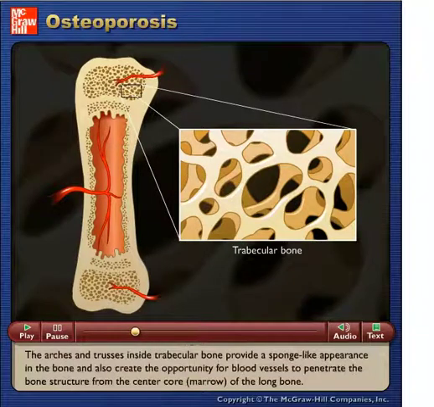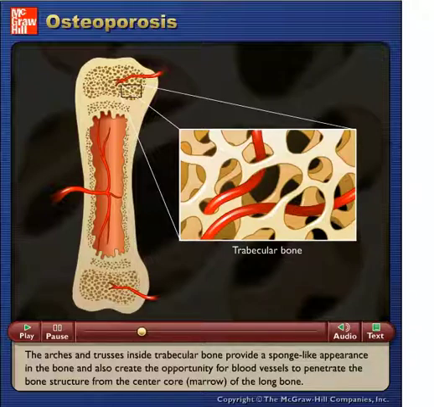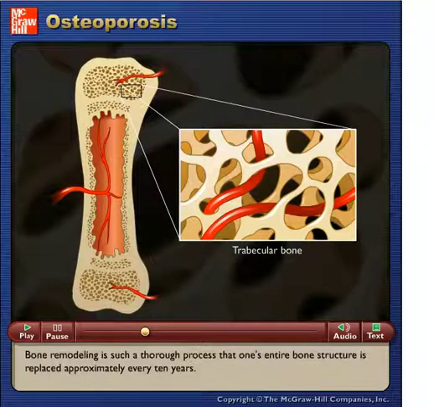The arches and trusses inside trabecular bone provide a sponge-like appearance in the bone and also create the opportunity for blood vessels to penetrate the bone structure from the center core, marrow, of the long bone. Bone remodeling is such a thorough process that one's entire bone structure is replaced approximately every 10 years.